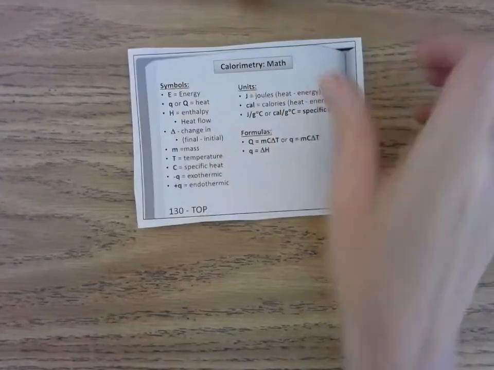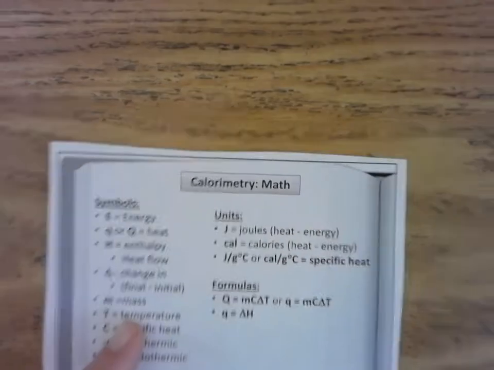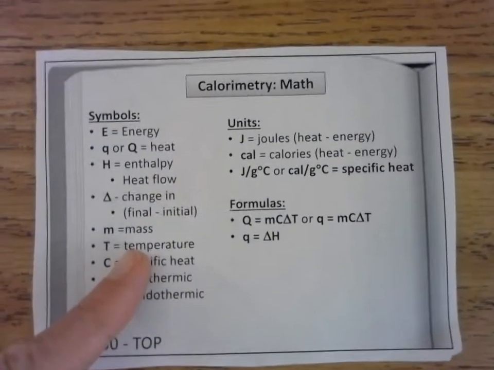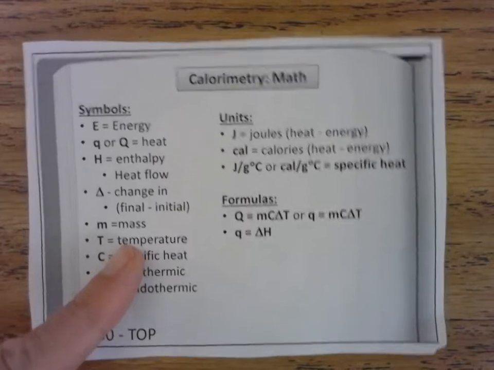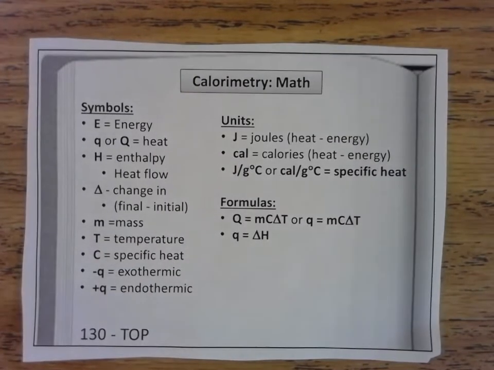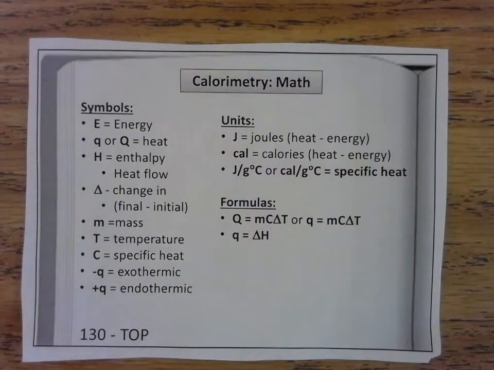On the top of page 130, you should have this information copied down. This is all the information that you need for doing math for calorimetry or thermochemistry. So E symbol is for energy, lowercase q is for heat or for energy. Sometimes you'll see it a capital Q. I added that. It's a typo. It should be lowercase, but you'll see it both ways, so I just want you to be aware.